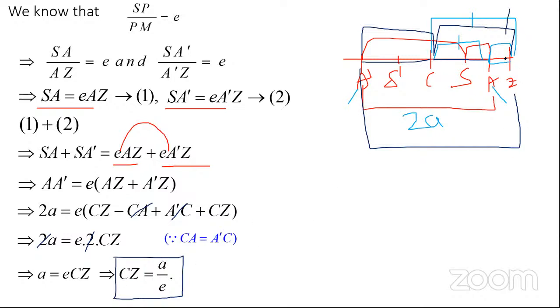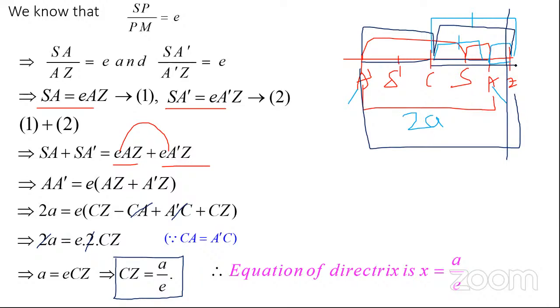But this line through Z is the directrix. This is the equation of the directrix, and this length is nothing but X, that is X equal to A by E. This is the equation of the directrix. So this is the solving of the directrix.